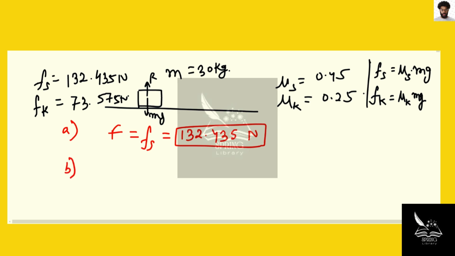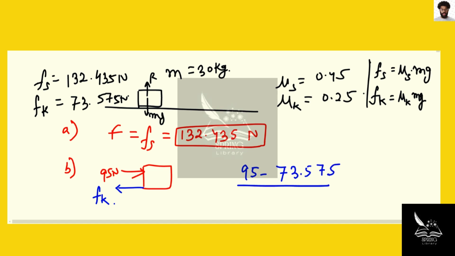And in the next case, we need to determine the acceleration with which this block starts moving if a force of 95 newtons is applied. Since we are talking about the movement, that means the force of friction will be the kinetic friction, and the net force here will be 95 minus the kinetic friction, which is 73.575, and we divide with the total mass to get the acceleration.